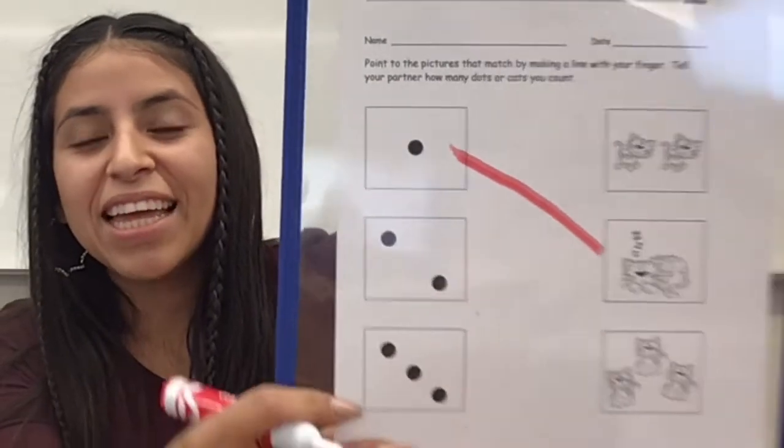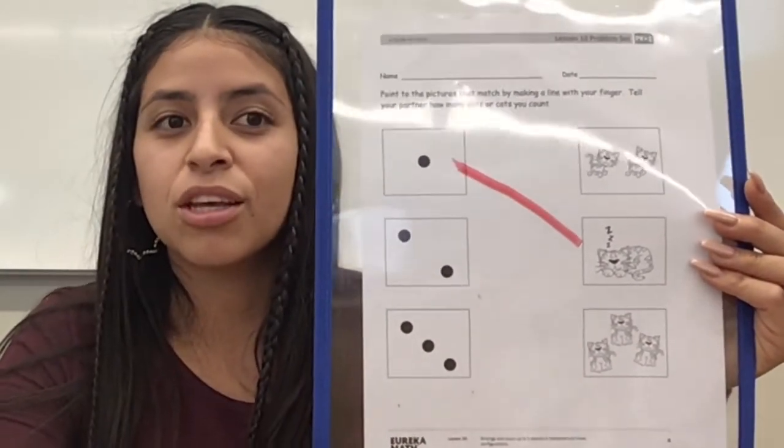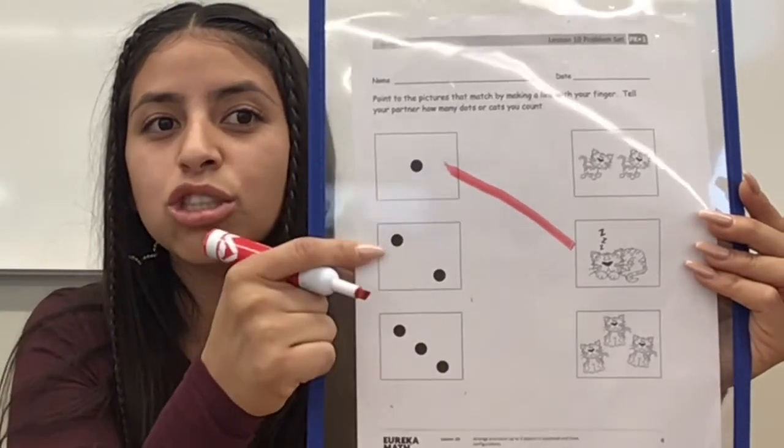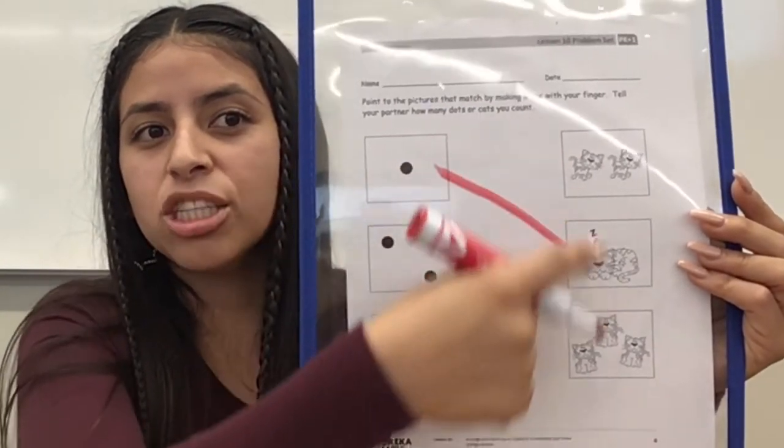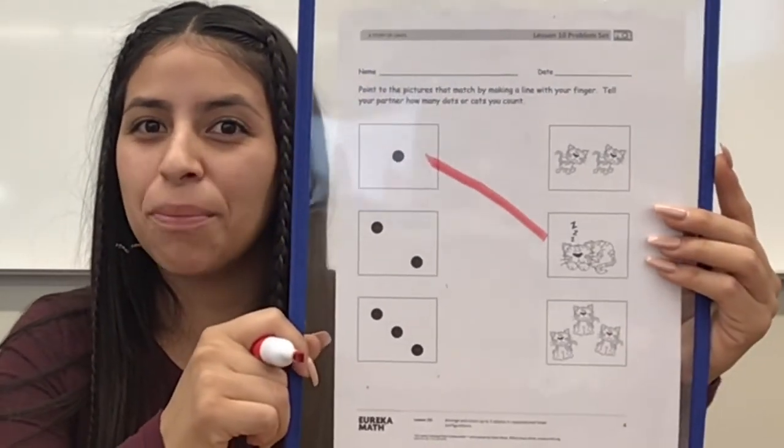Good job, TK. Now I want you to do the other 2 by yourself. So you're going to count each group and then match it to the amount of cats. Good luck, TK. I can't wait to see how you matched all of your groups.